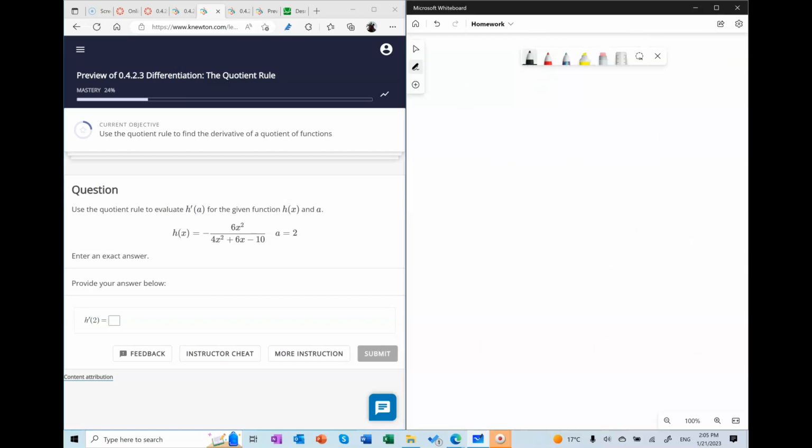So let's find h prime of 2. We start off by finding the derivative. The derivative is equal to the derivative of the numerator, which is 12x. And also we have a negative in front of the whole thing, right? So the negative can be factored out at the very beginning. So now we have the derivative of the numerator times the denominator.